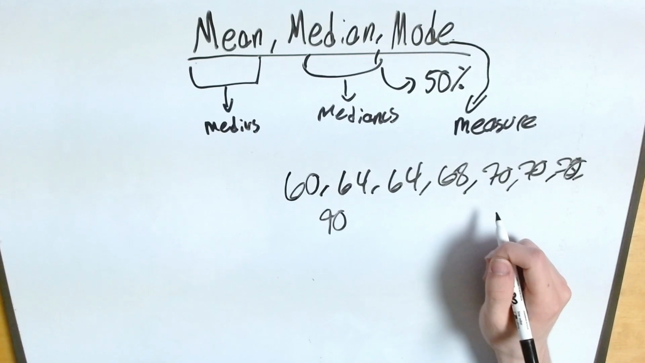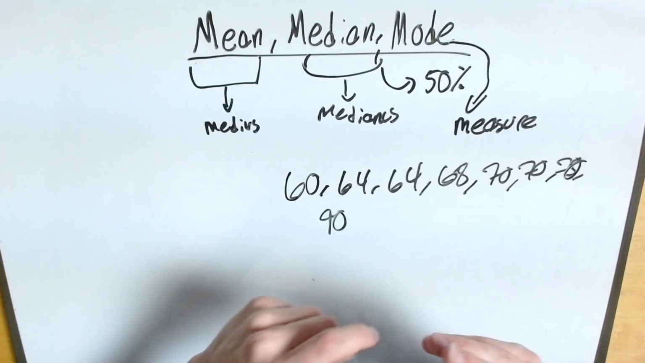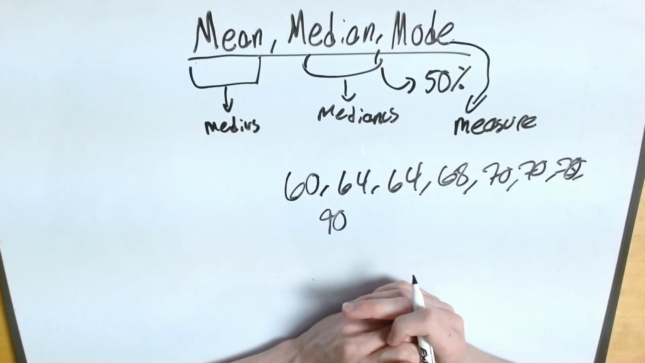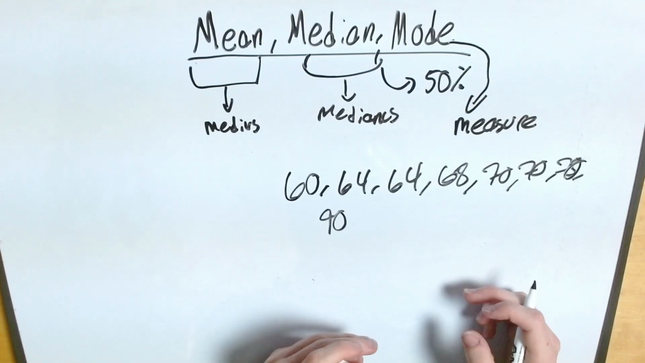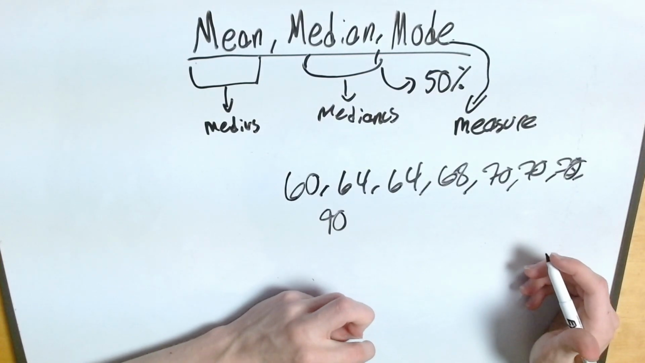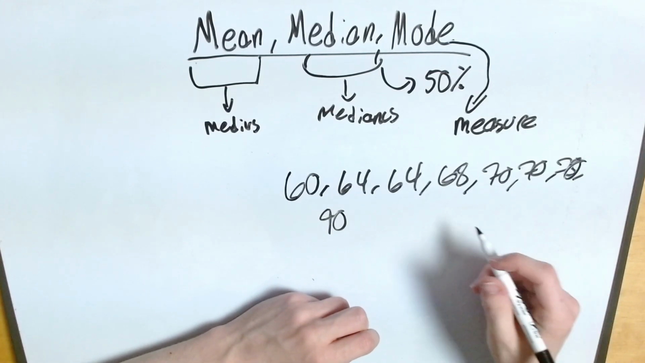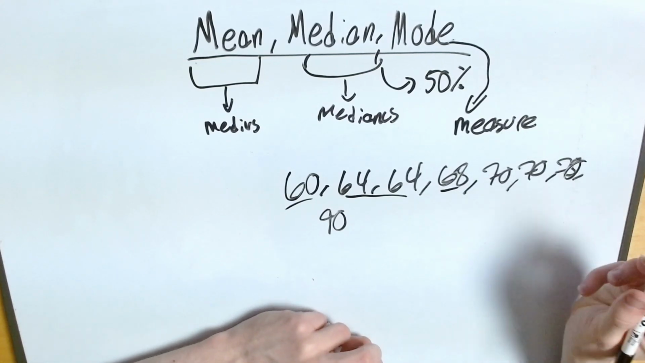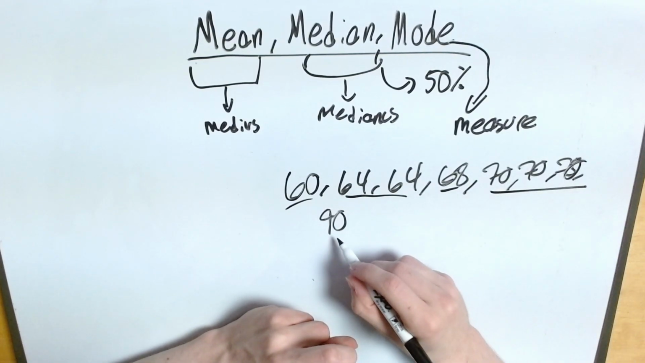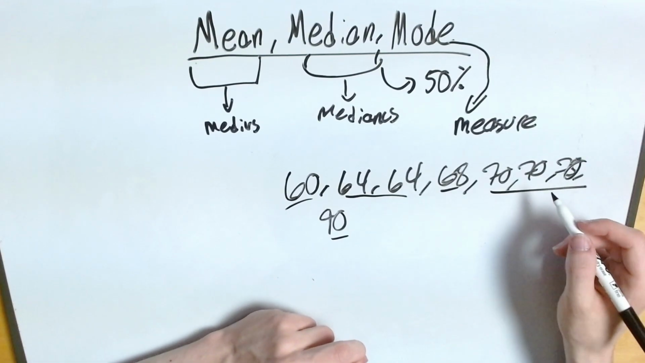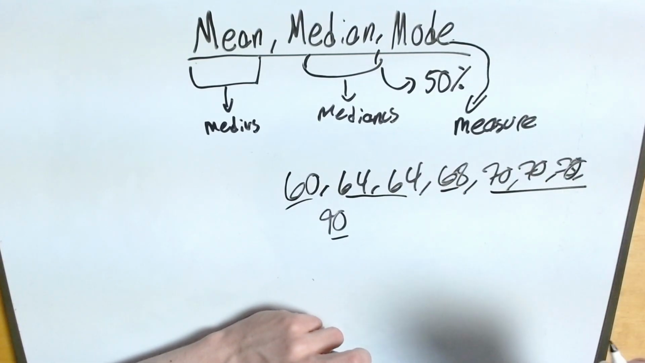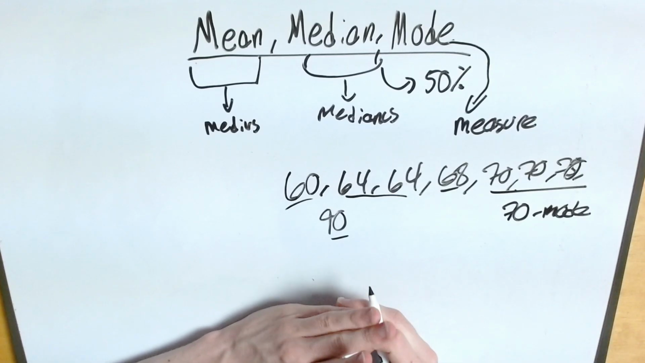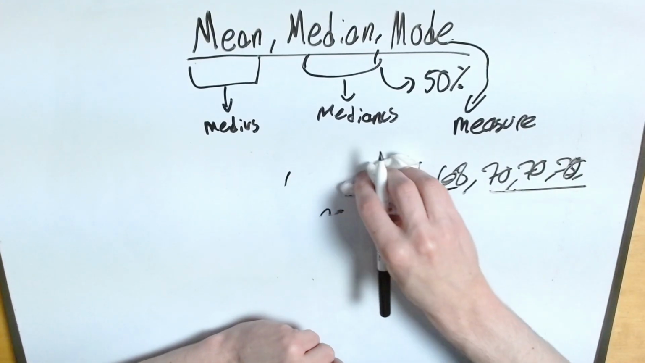I want to find the data point that occurs the most. The reason why I said mode was a popular guy is because mode refers to the data point that is the most popular, that's featured the most, that's shown everywhere. So to do this, I just count up my data points. I see 60 occurs once, 64 occurs twice, 68 occurs once, 70 occurs 3 times, and 90 occurs once. And since 70 occurs 3 times, which is more than any other data point, 70 occurs the most, and it is my mode.